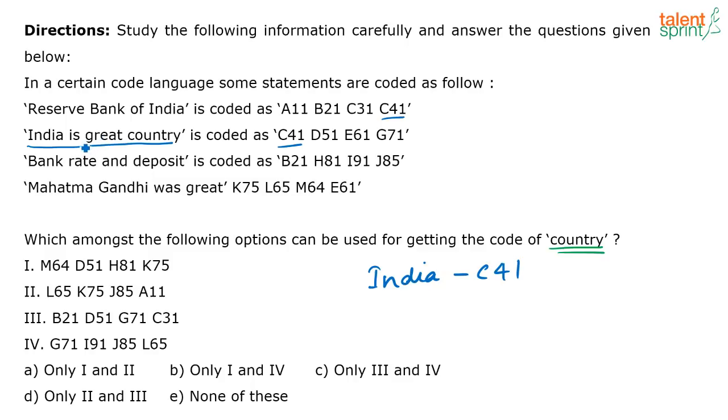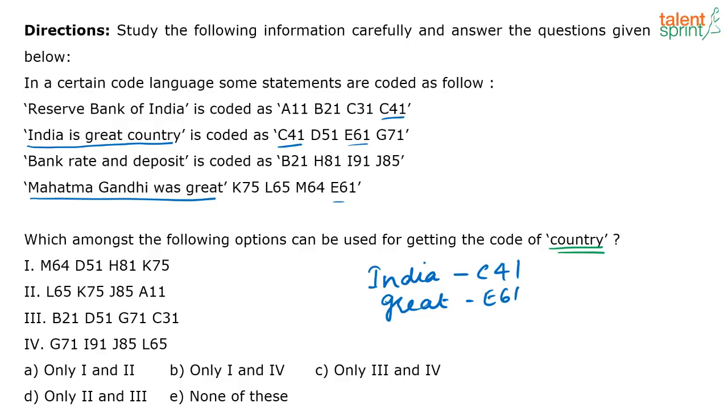Then next, what is given? Great. Is is not there anywhere else, so I don't know the code for is. Now great, if you look at the word great, in statements 2 and 4 the word great is there. So what is the code for great? What is the common code in both statements 2 and 4? That has to be the code for great. The word great is common in statement 2 and statement 4, so the code for great has to be the common code between these two statements, which is E61. So I can say that the code for great is E61.